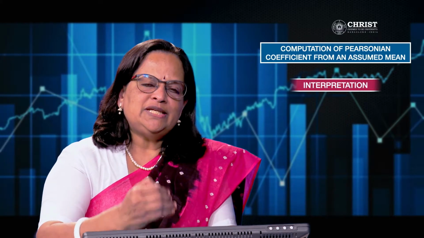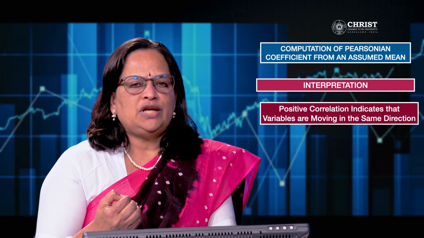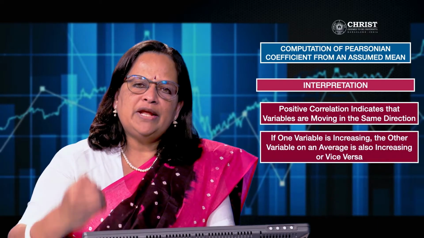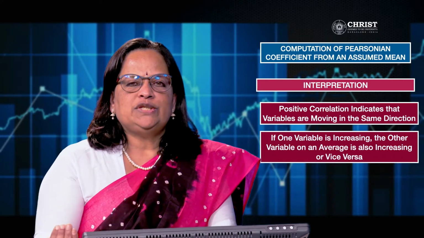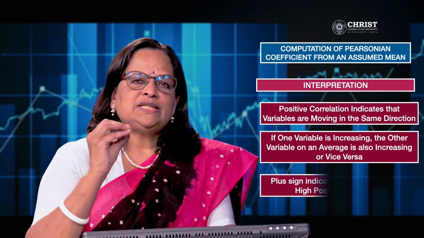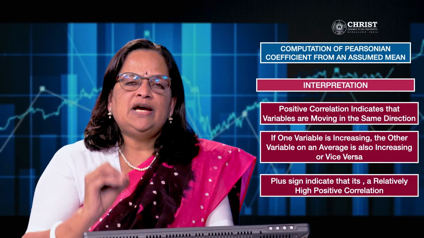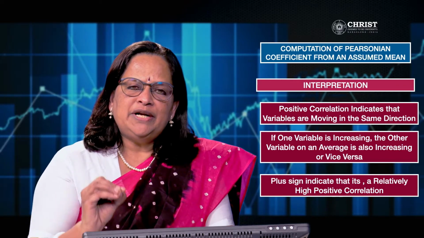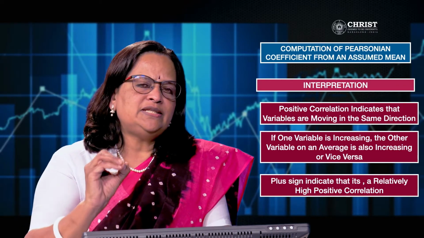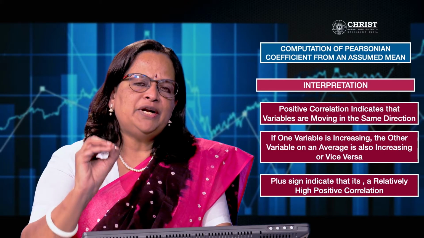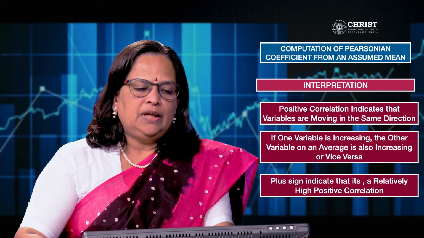If you interpret, we can see that this is positive correlation and it's a moderately high positive correlation because it's 0.8818. Positive correlation indicates that variables are moving in the same direction. If one variable is increasing, the other variable on an average is also increasing, or vice versa. The plus sign indicates that it's a relatively high positive correlation. So interpretation is important. When you are writing the answer, always remember that you have to write the interpretation along with the answer. Now the problem 2.